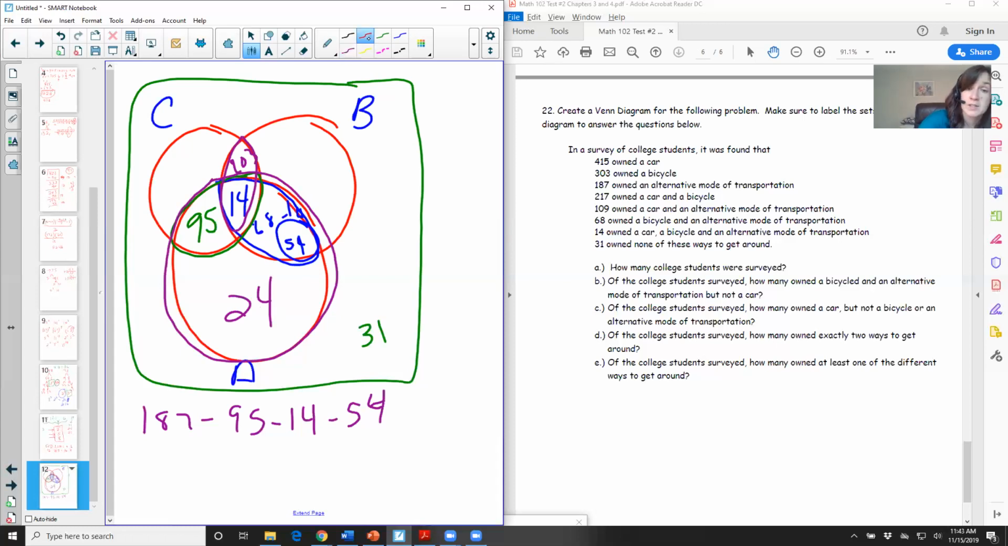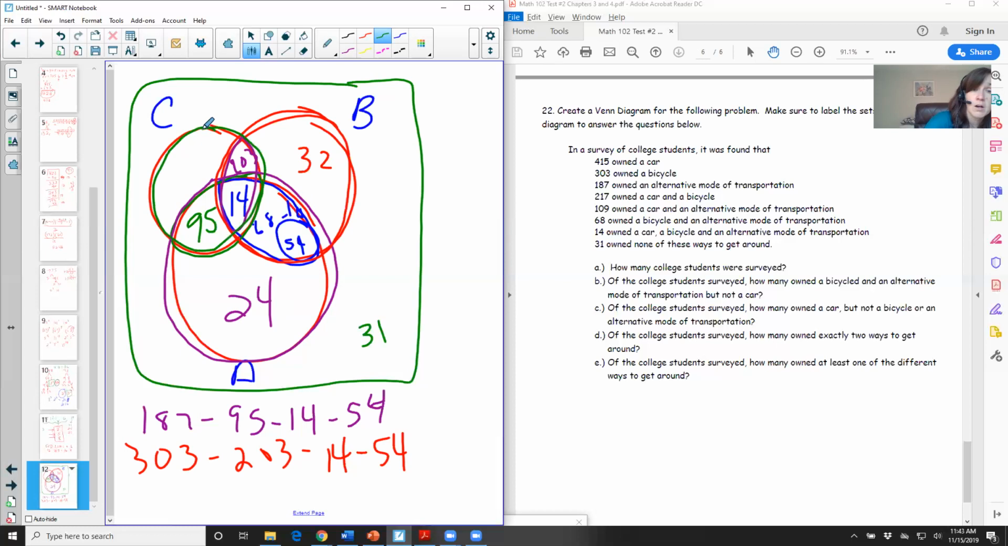To get what's in the 303 owned a bicycle, make that red again. So to get that, I need to take 303 and subtract 203, 14, and 54. Okay, that gets me 32. And then to get the car over here, car says 415, but I have to take away the 95, the 14, and the 203. That is 103. Okay, here is where we are. That's the right Venn diagram. Now you can answer the questions.